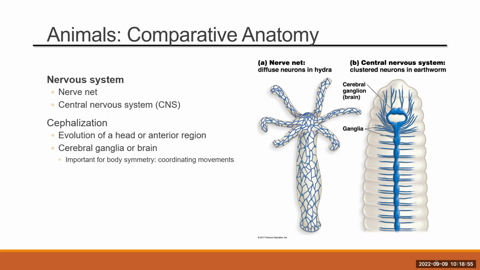And so again, cephalization, you get the head or an anterior region. It's not always the most head-looking head. And then some kind of ganglia or brain. And then this will lead to the body symmetry, which we'll talk about on the next slide, and also is useful for things that have movements they're trying to coordinate to move through an environment.